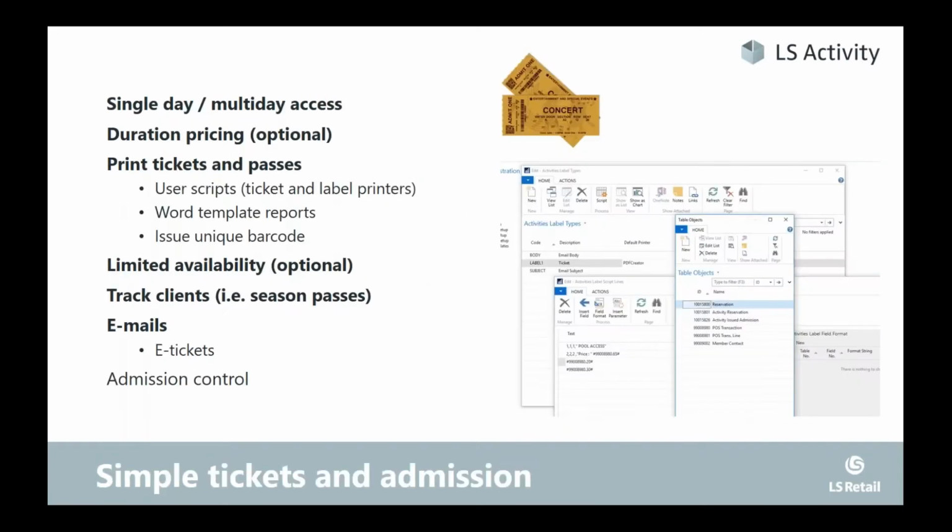We also provide a simple ticket or admission printing mechanism which can be associated with any activity product. So when that product is sold or booked, it can issue admission entries, basically tickets, for each quantity sold, and print either a paper or e-ticket using very dynamic script engine or a Word template report for the actual printout.